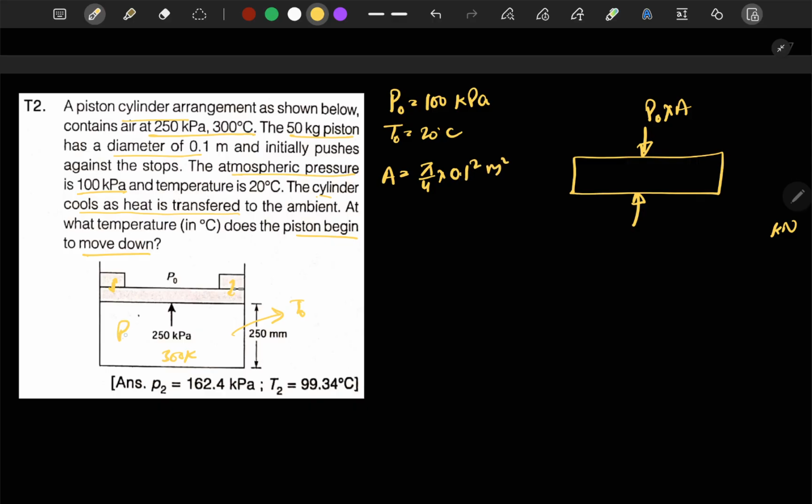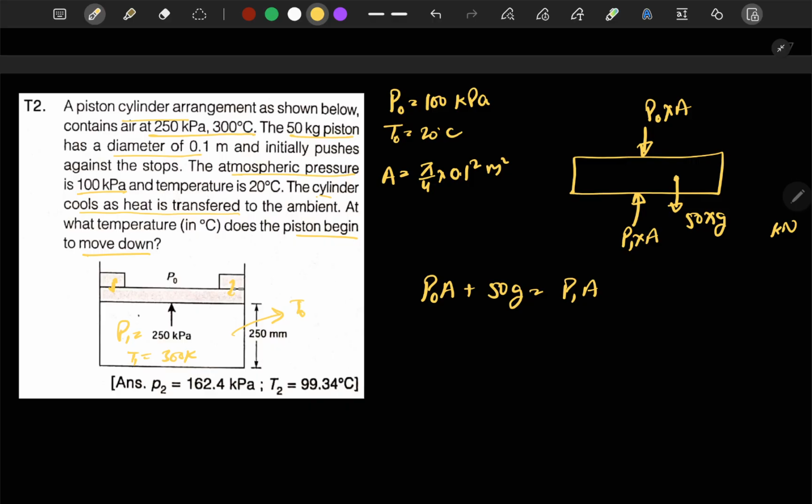Okay, and area is equal to pi by 4 into 0.1 square meter square. This is P1 and T1 is equal to this. And here it is P1 into A. And one more force that will be acting is the weight of the piston. And how much is the weight? It is 50 into g, mg. So the piston will start to move down when the reaction force is 0 and all these forces are balanced. So P naught A plus 50g will be equal to P1 into A.